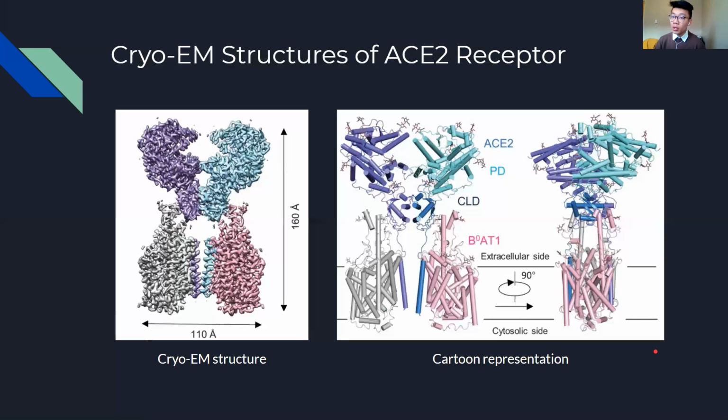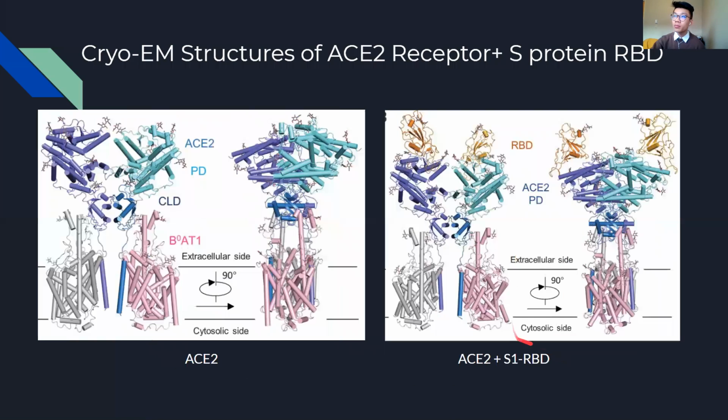For the ACE2 receptor, the Cryo-EM structure is also identified. The left illustrates a refined Cryo-EM structure, and the right is a cartoon representation, more clearly showing the important peptidase domain of the ACE2 receptor right here. And so here you can more clearly see that with the binding of the S1 subunit receptor binding domain to the ACE2 receptor's peptidase domain here, a conformational change is observed in the ACE2 receptor.